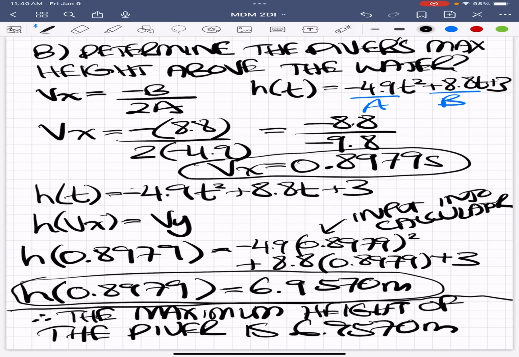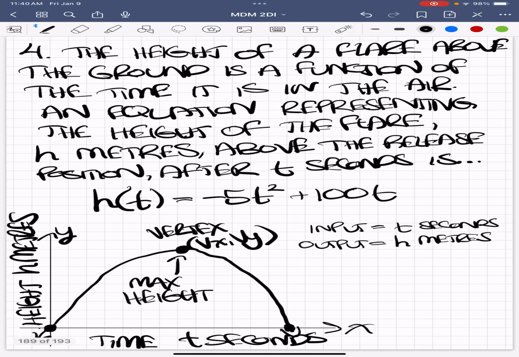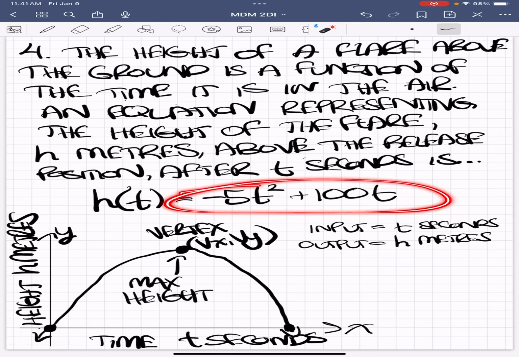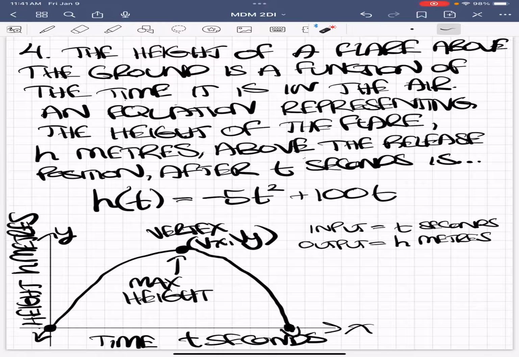Okay, so that question is done, and we're going to be going on to the next question. The height of a flare above the ground is a function of the time it is in the air. An equation representing the height of the flare, h meters above the release position after t seconds, is h of t equals negative 5t to the power of 2 plus 100t. And again, we have our input of t seconds and our output of h in meters.